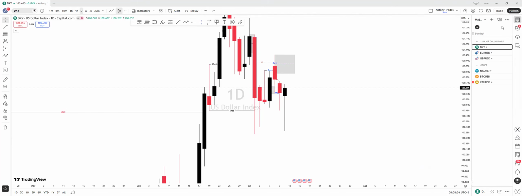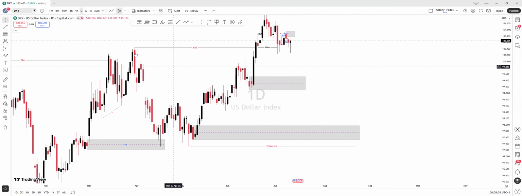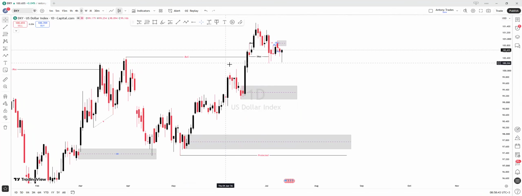From the daily time frame, we can really see that DXY is very bullish because of this break of structure to the upside. We have a very good break of structure to the upside. So this confirms the break of structure that we are seeing on the Euro USD. On the Euro USD we have seen a bearish break of structure, and here we are seeing that break of structure to the upside.